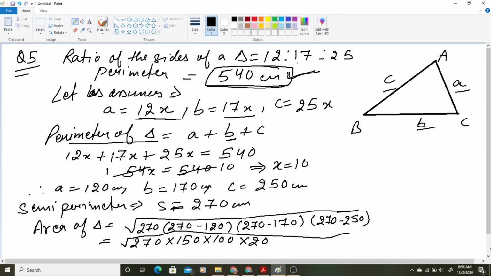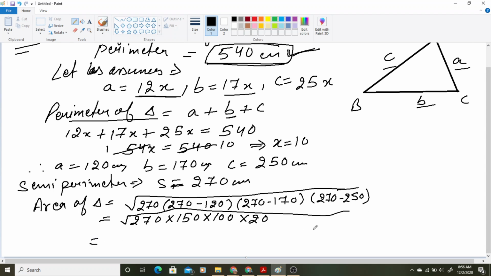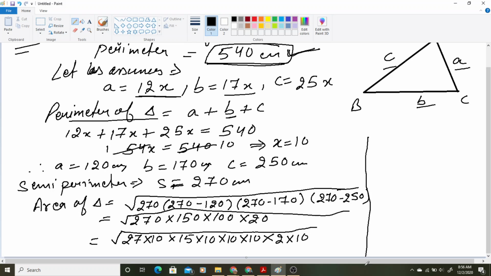Now you know we have to do the prime factorization also, but before that we will do one thing. There is a simple method. This is 270, so write it as 27 multiplied by 10. This 150, write it as 15 multiplied by 10. Then 100, write it as 10 into 10. Then this 20, write it as 2 into 10. Okay, now just form the pairs of 10 first. I am doing it on the right side. This 10 and this 10 form a pair, so we will write it outside the root.